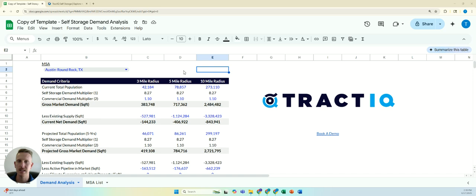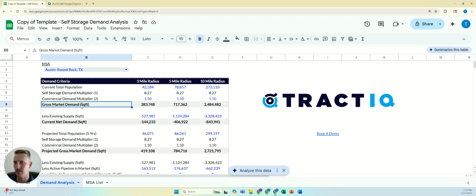For reference, I'm looking at a deal called Parklane Storage in Georgetown, Texas. We're going to be looking at the 3, 5, and 10 mile radius around the site. And first we're going to be calculating the gross market demand for the site. So to begin, I need to pull in current total population.